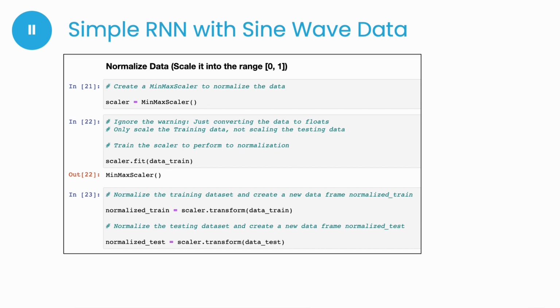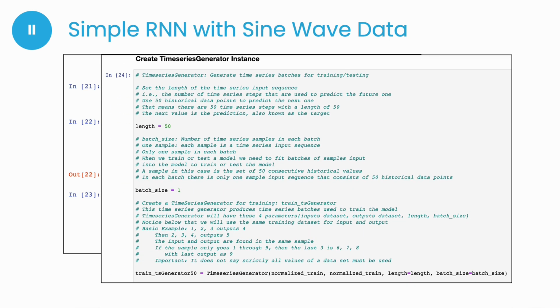Next, the training and testing data sets were normalized. And after that, I created the time series generator instance. The length of the time series input sequence was set to 50 historical data points to predict the next one. The batch size was set to 1, and the training time series generator was defined. There's 4 parameters. That is the inputs dataset, the outputs dataset, the length, and the batch size.